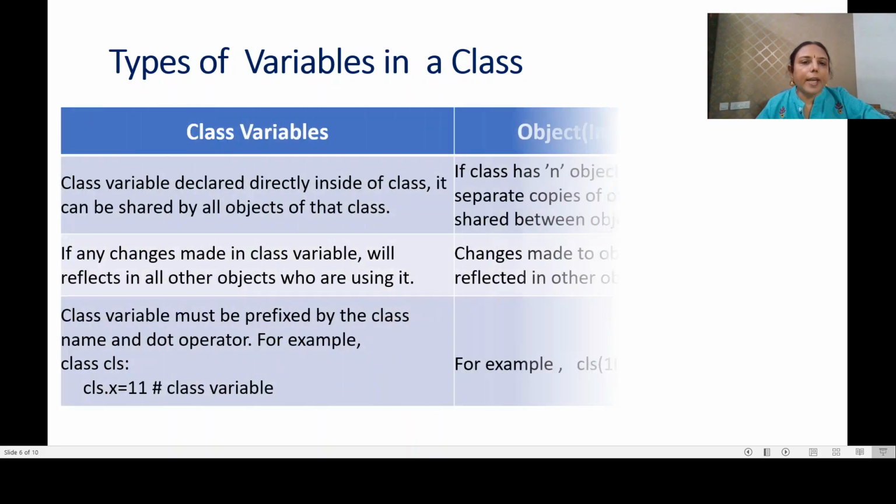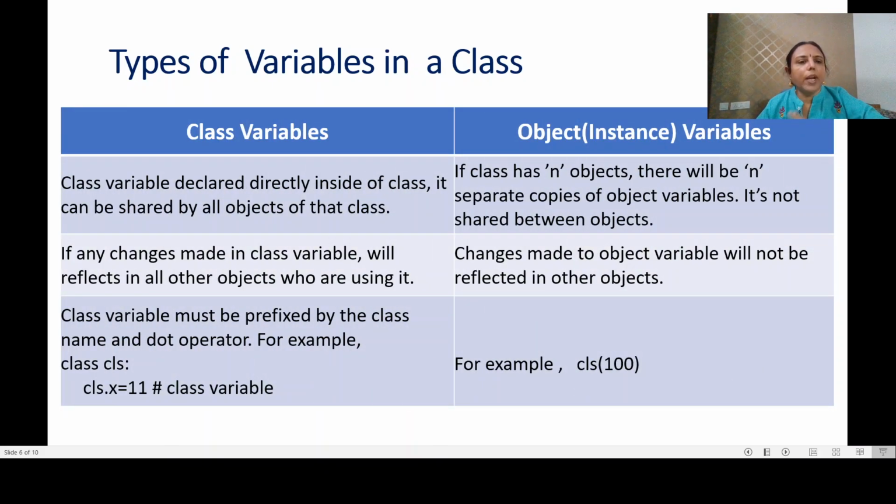Now we'll see what are the types of variables in a class. We have two types, which are class variable and object variable. Class variable means whatever variable is declared inside the class, and it can be shared by all the objects of that class. That is what we call a class variable. And object variable means if a class has n objects, then there will be n separate copies of the object variable. So it is not shared between the objects, whereas class variables are shared by all the objects, whereas object variables are not shared among them.